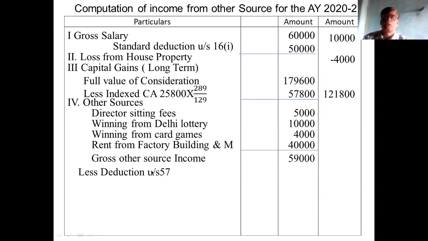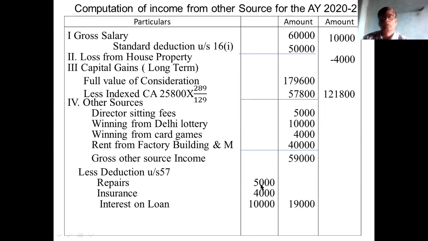Then less deduction under section 57. First is repairs on factory building, second is insurance on factory building, and third is interest on loan. These are the related expenses. You deduct these, then your answer is 40,000. Income from other sources, 40,000.